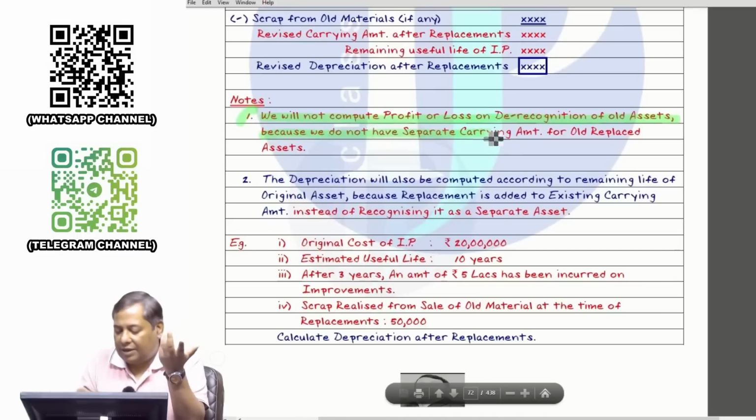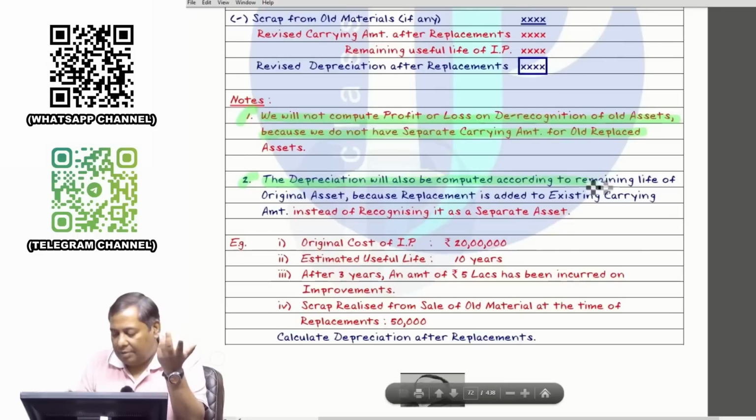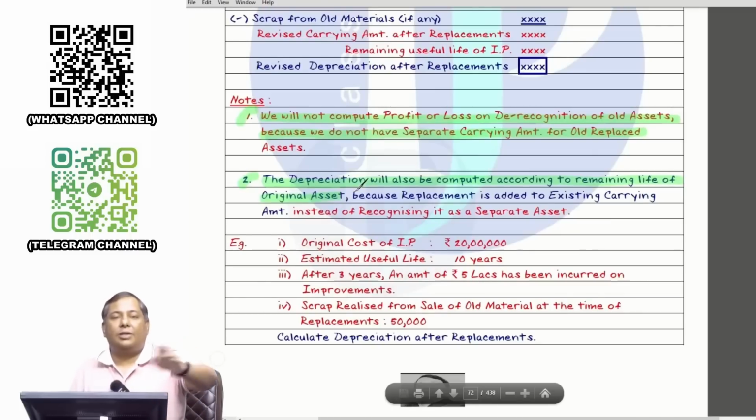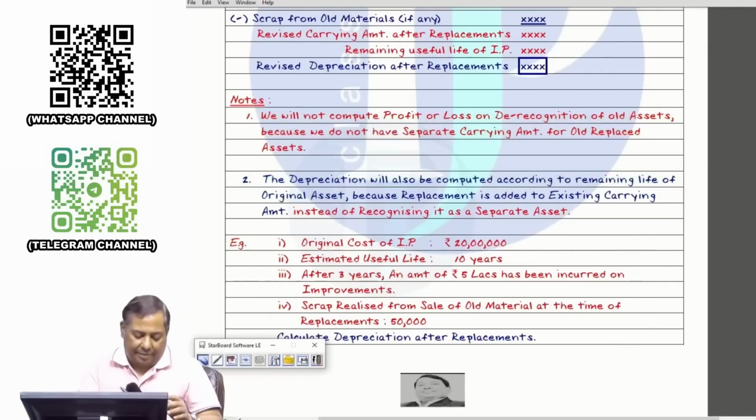separate carrying amount. Second, depreciation will be calculated based on the remaining life of original asset because different components have different lives and this has same life. See this example here and it is explained. Please take a look at this.